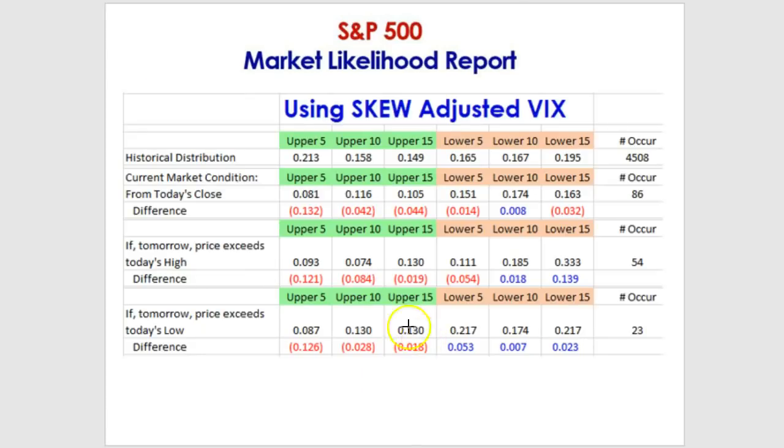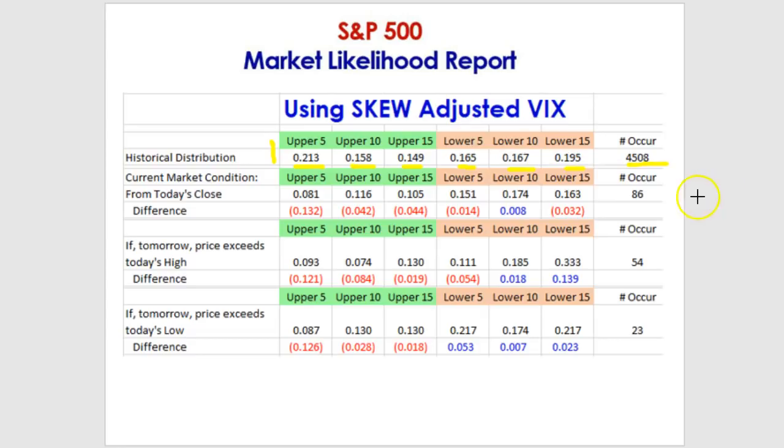So when you go to the report, come up here, you'll see the benchmark out of 4,508 occurrences. All right, the upper 5-day band gets struck 21.3% of the time. The upper 10-day band's 15.8, the upper 15, 14.9. On the lower side, underneath the close, the lower 5-day band gets hit 16.5, 16.7, and then 19.5% of the time.